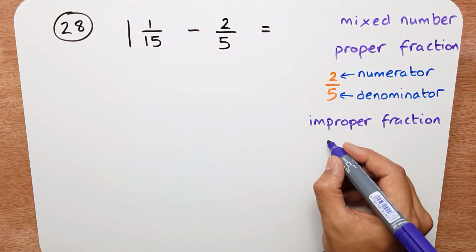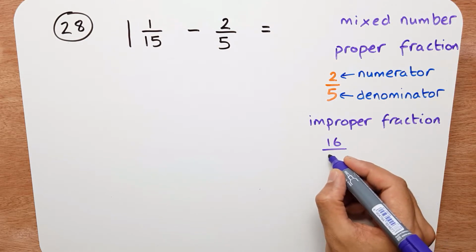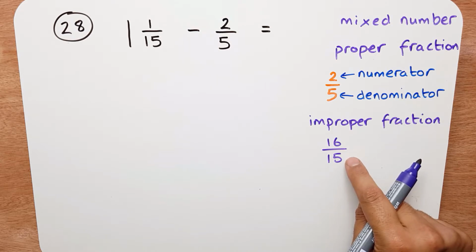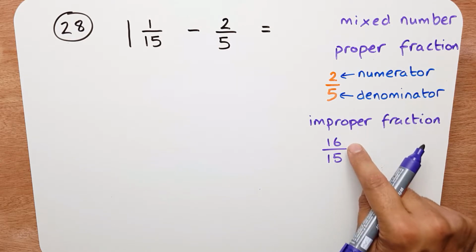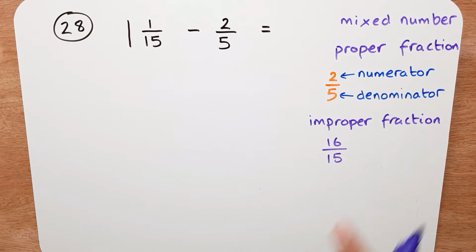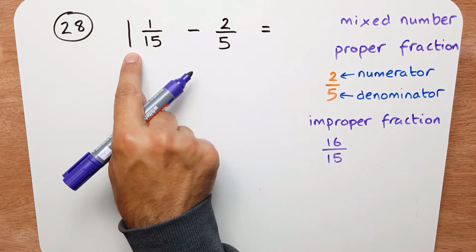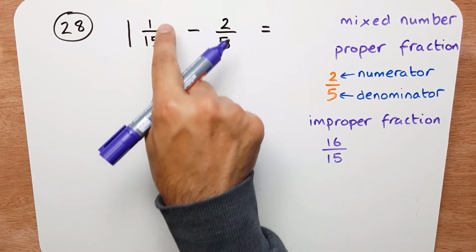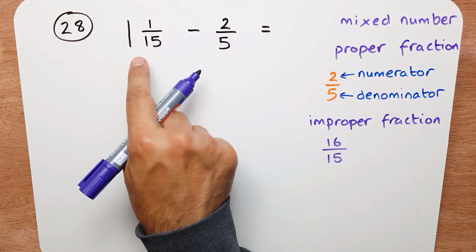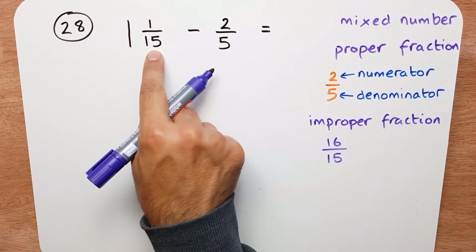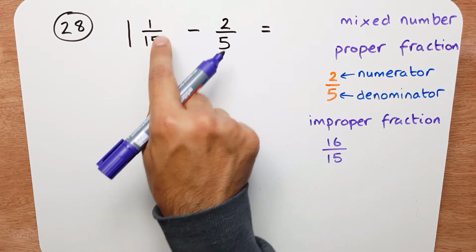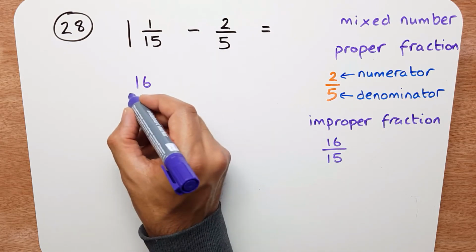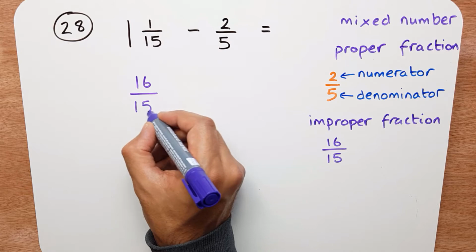So for example, 16/15. If you notice that the top number is bigger than the bottom number, the numerator is bigger than the denominator. Okay, so how do we do this? The big number times the bottom number plus the top number. So let's do that. 1 times 15 is 15, plus the 1 is 16. So it's going to be 16 over 15.